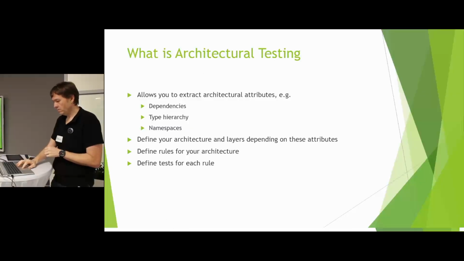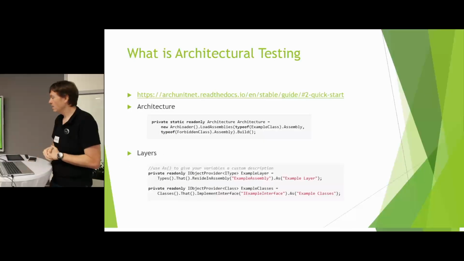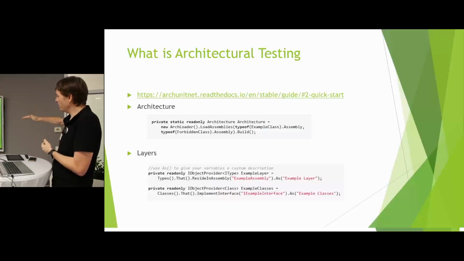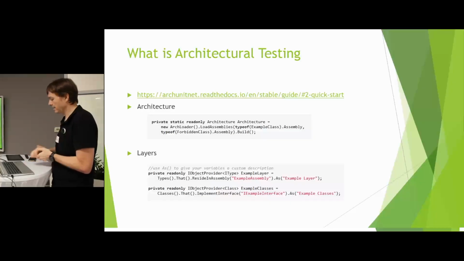Here we have, one moment. This is from the documentation for ArchUnitNet. I just copied out a few examples. So for example, here you have the architecture would be you load 2 assemblies and the entire architecture is in either of these 2 assemblies. For layers, you say, okay, we want all types that reside in an assembly with a certain name, and you give it a human readable name. You have all the classes that implement a certain interface, and that's how you define your layers in this case.